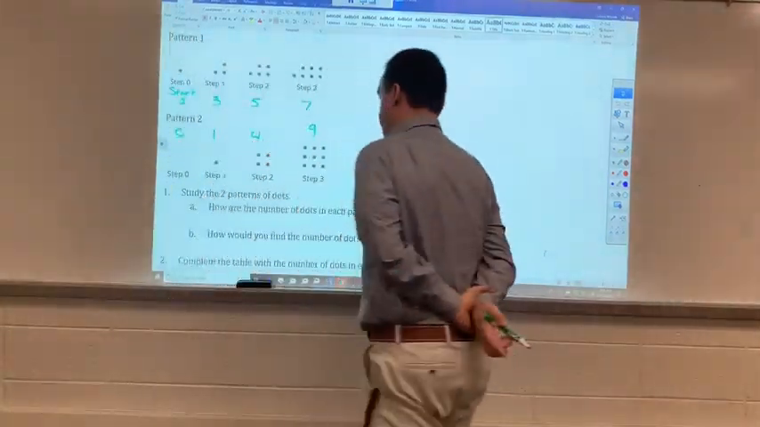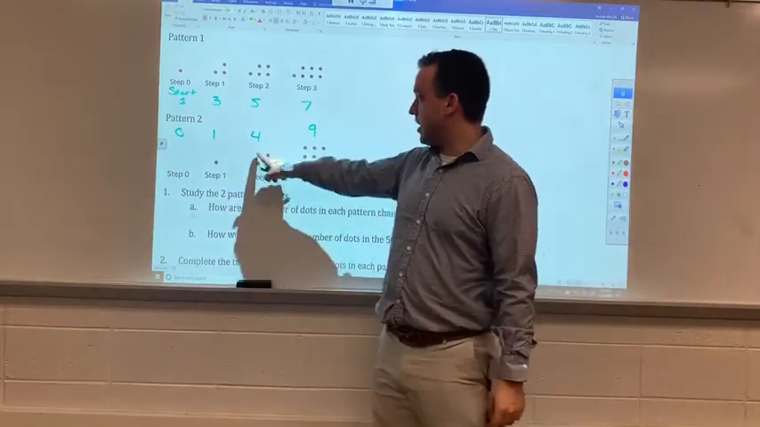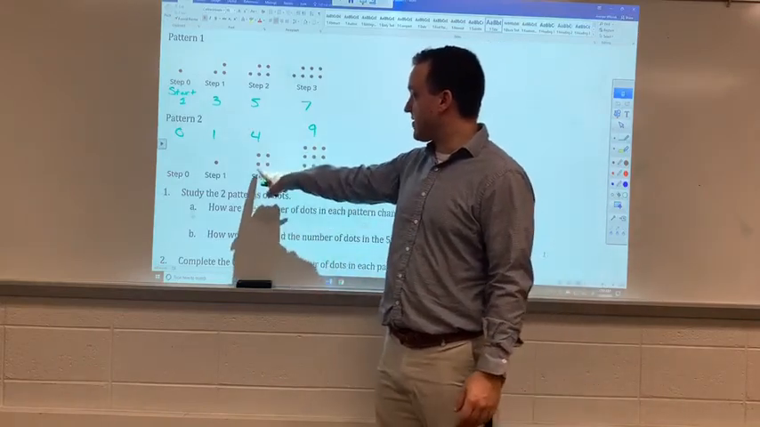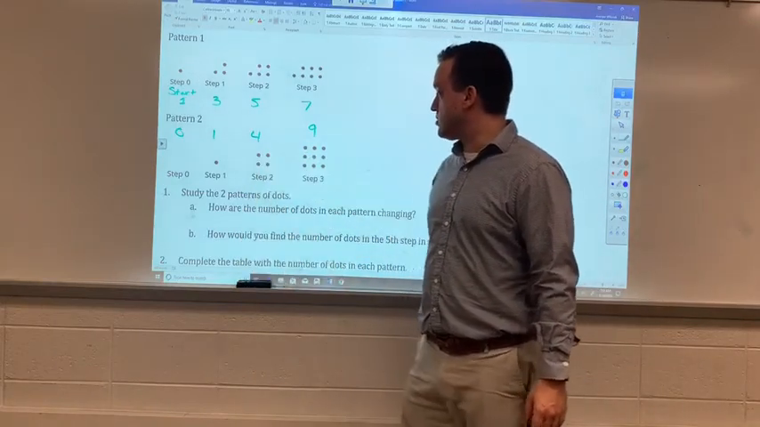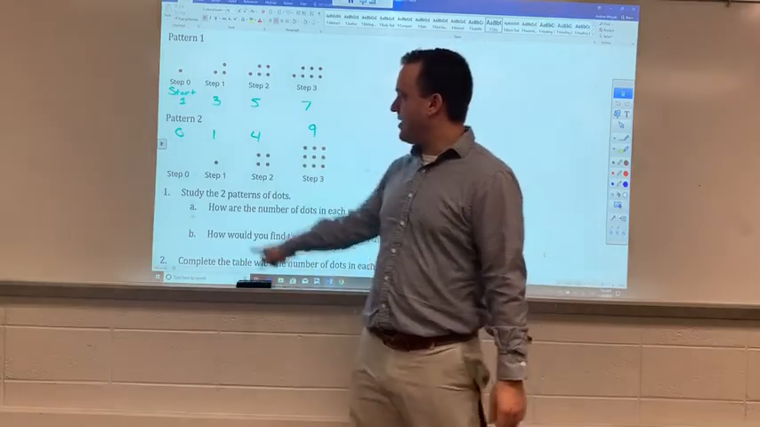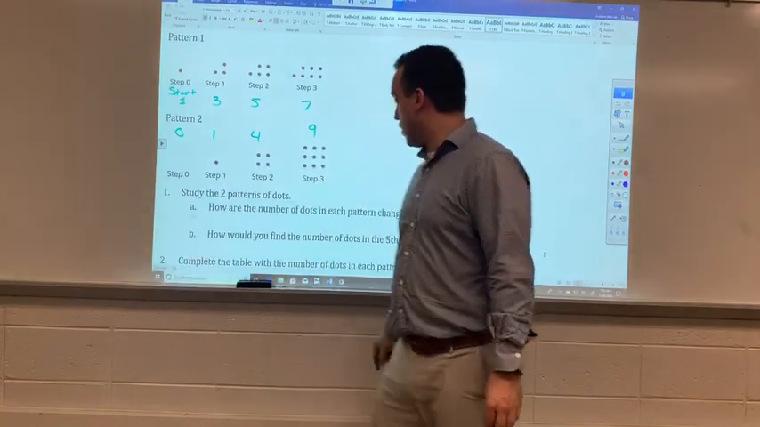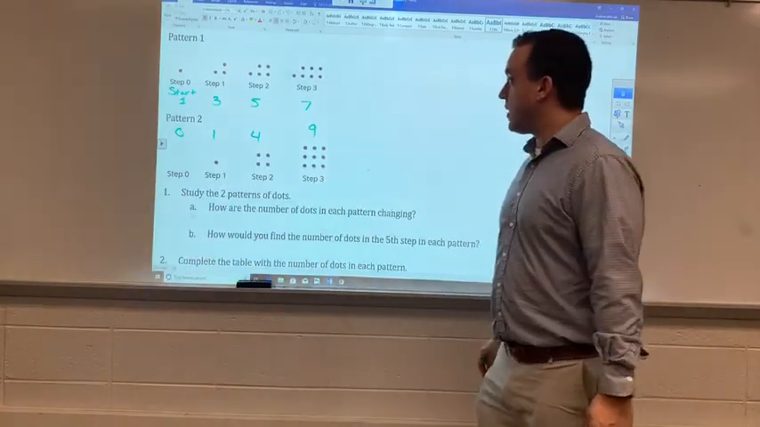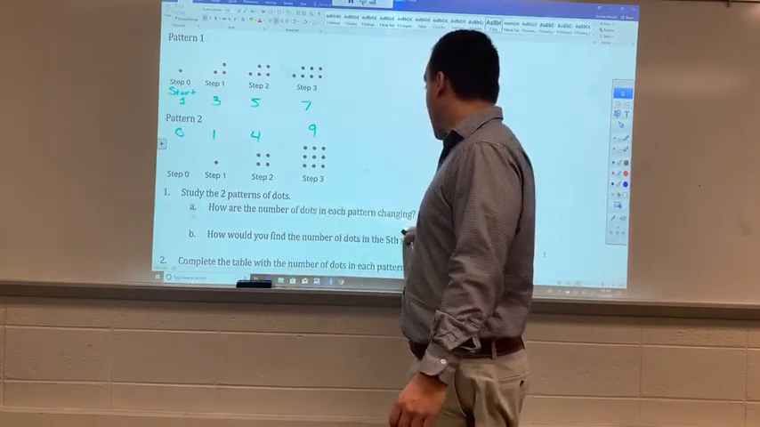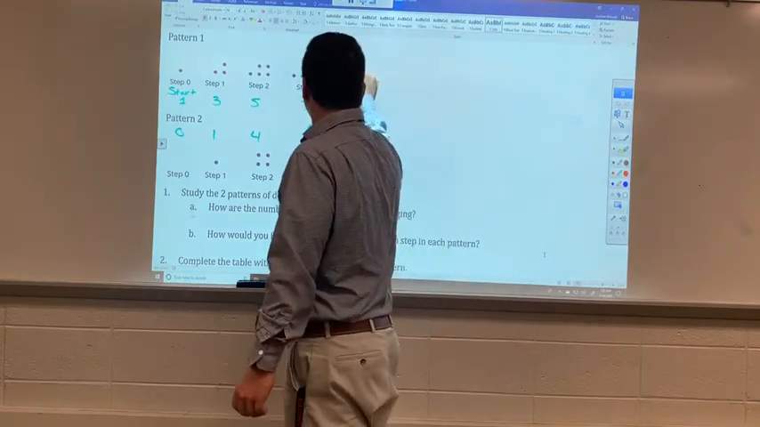relationship. So as I examine the shape of the pattern, I see a big shape in steps 2 and step 3. I notice step 2 is a 2 by 2 square, step 3 is a 3 by 3 square, and then I notice step 0, I could think of that as a 1 by 1 square, and this is a 0 by 0 square.